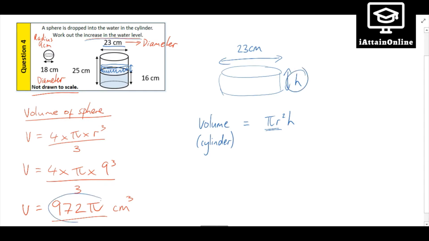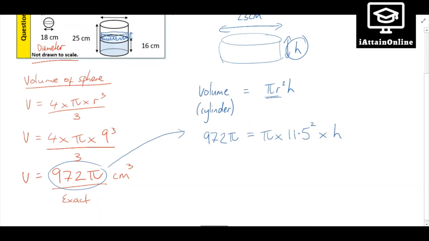We do know that the volume of the sphere will be equal to the water that's displaced, and therefore that volume of the sphere is also going to be equal to the volume of this new cylinder. So I know that 972 pi is equal to pi multiplied by the radius squared, which in this case is 11.5. That's half of 23. So multiplied by 11.5 squared, and then multiplying that by the height.